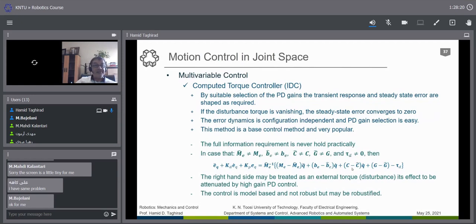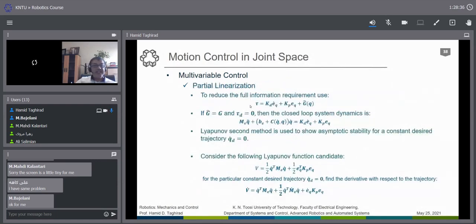And it is of particular interest because of the properties of M dot minus 2C. We can use a much simpler controller instead of using all these terms. This is the least expensive, difficult, or complicated controller that you should do. This is the minimum requirement that you have to use in the control part.